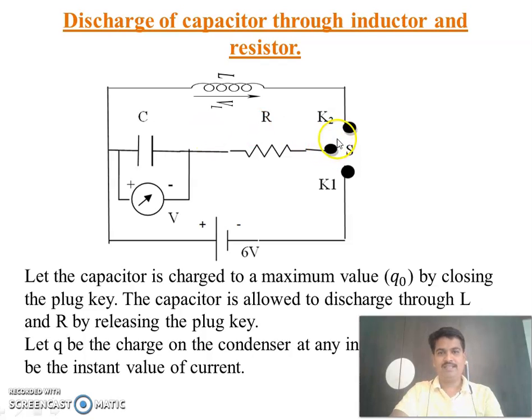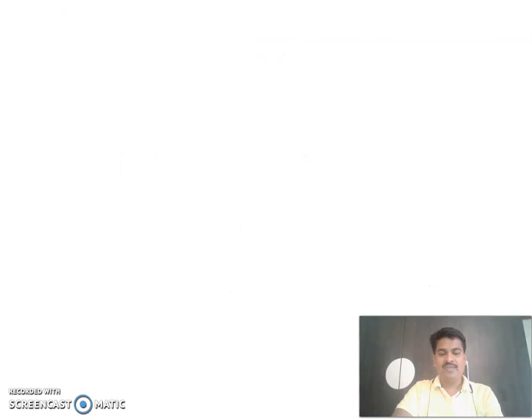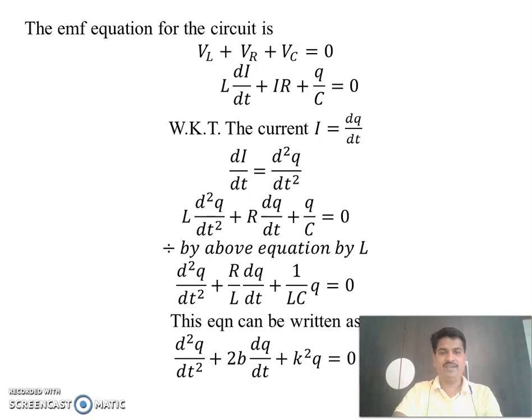When this plug key is released, the charge across the capacitor will decrease, that means it will discharge through an inductor and the resistor. So I am looking for the decay of charge through an inductor and the resistor. Now Q is the instantaneous charge and I is the instantaneous value of the current. Now we have the EMF equation of the circuit.